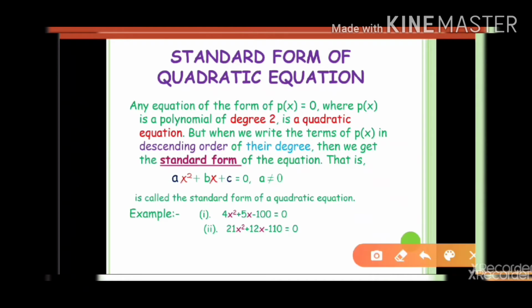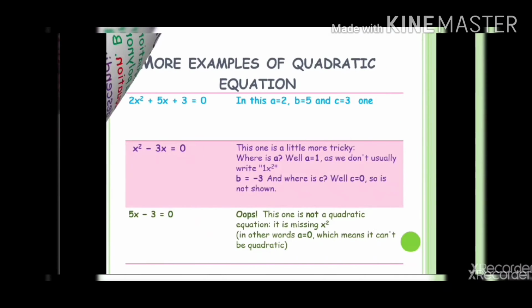Some examples of the standard form of a quadratic equation are 4x squared plus 5x minus 100 equal to 0, and 21x squared plus 12x minus 110 equal to 0. These are examples of the standard form of a quadratic equation. Now we take some more examples of quadratic equations.